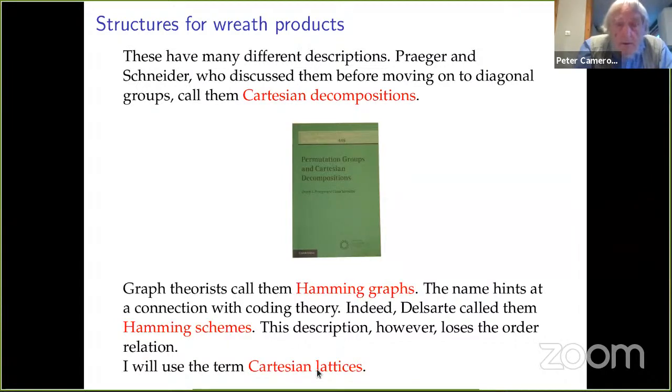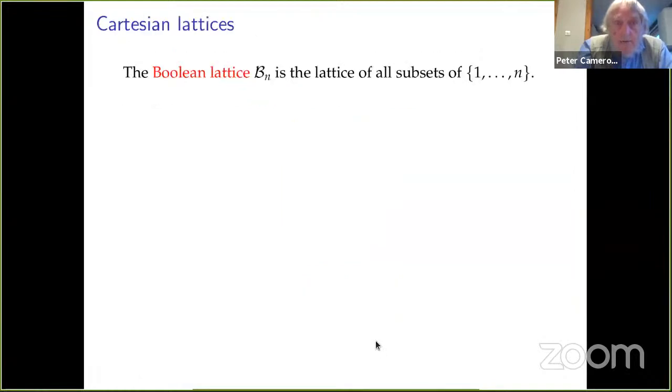And I'll call the thing I get a Cartesian lattice. So here we go. We start with the Boolean lattice. The Boolean lattice is the lattice of all subsets of 1 up to n. So you just take all the subsets. The partial order is inclusion, meet is intersection, and join is union. So this is a very familiar and well-known lattice.